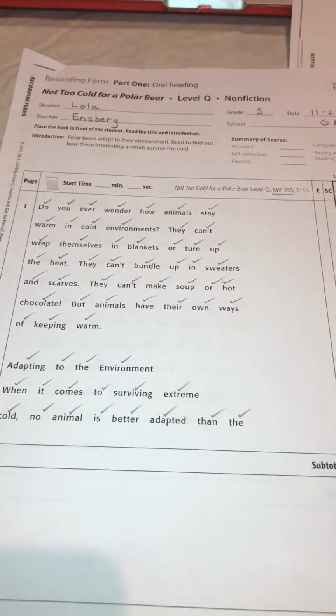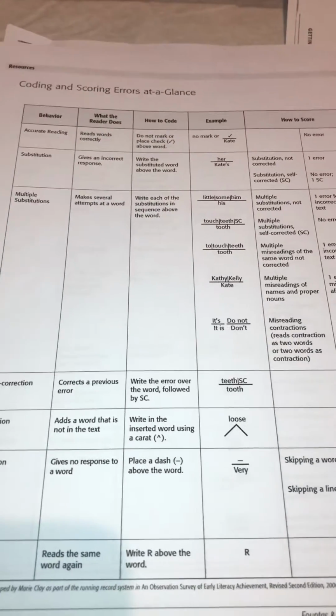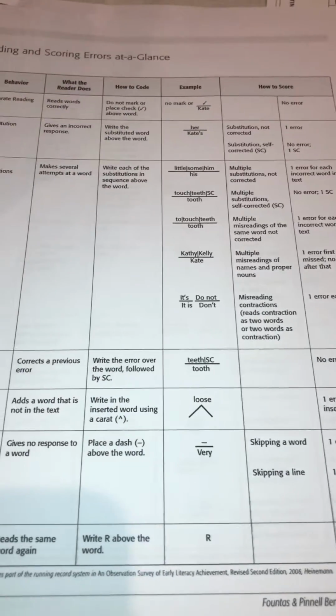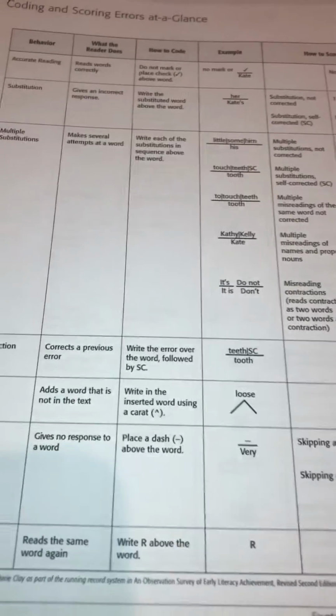Okay, let's take a look and see how Lola did. We're going to be using the coding and scoring errors at a glance page just to help us remember what is considered an error and what is not an error. It also lets you know how to code by giving you some examples on how to mark the inventory. It's very important that you understand what is an error and what is not an error, because obviously that's going to affect your scoring, and it'll also let you know the child's accurate reading ability.